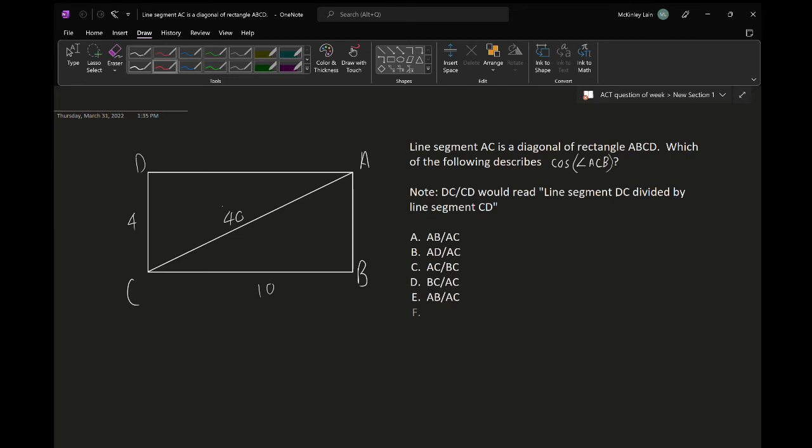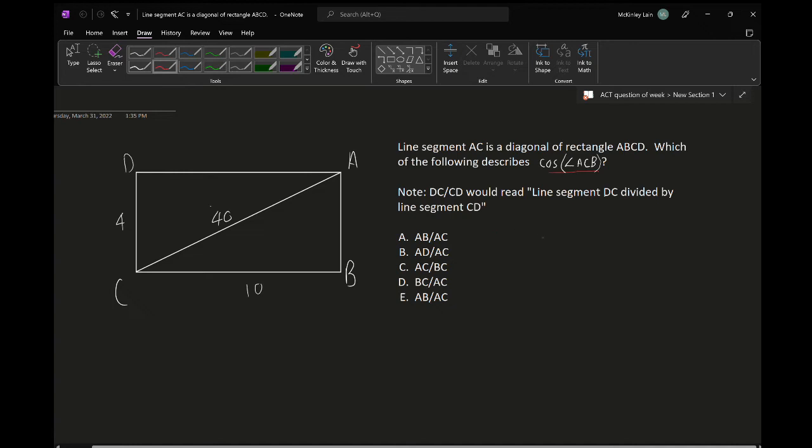In this week's ACT math practice problem, the main topic that we're dealing with is cosine. So we're given this shape, this rectangle, ABCD, and we're asked which of the following describes the cosine of angle ACB. So when we're looking at these answers, these would read line segment DC divided by line segment CD as an example, right?